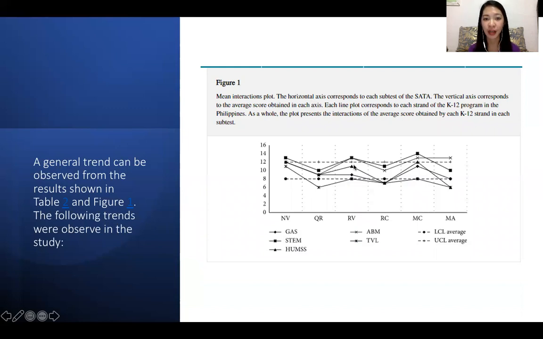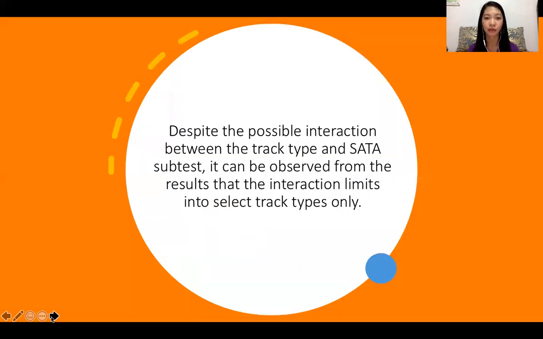We could see here the mean interaction plot. As a whole, this plot presents the interactions of the average score obtained by each K-12 strand below in each subtest. So we have NVQR, RV, RCMC, and MA. Despite the possible interaction between the track type and SATA subtest, it can be observed from the results that the interaction is limited to select track types only. So not all have interaction.